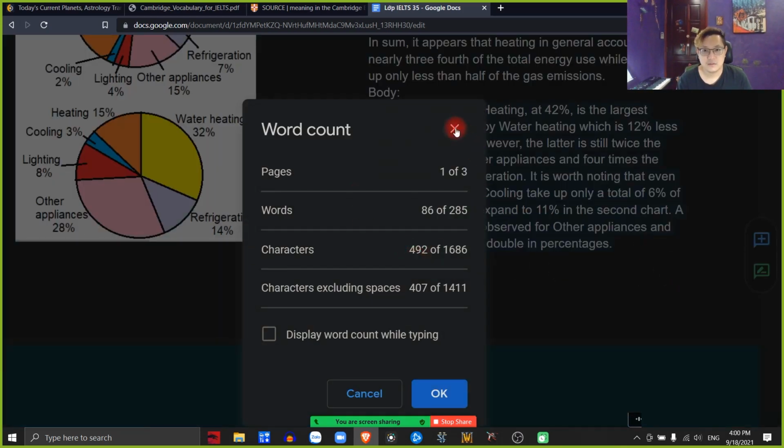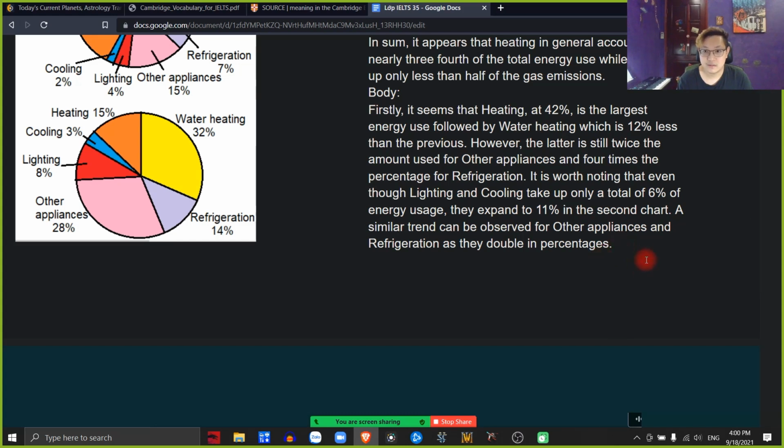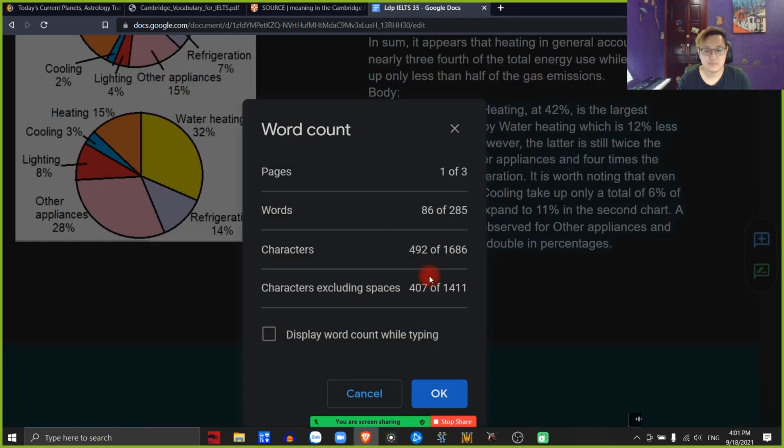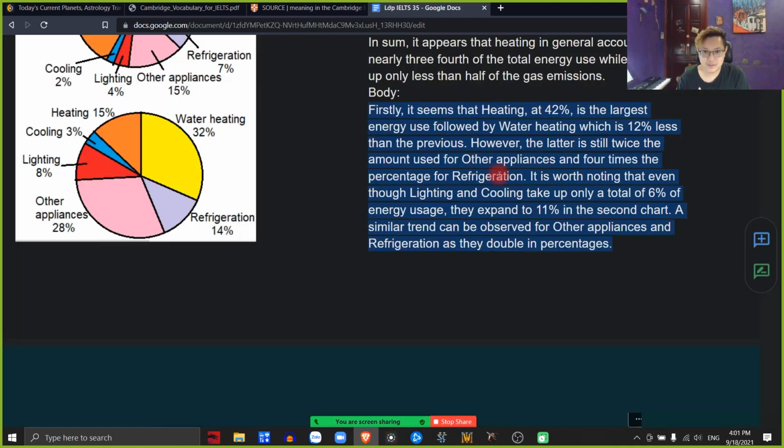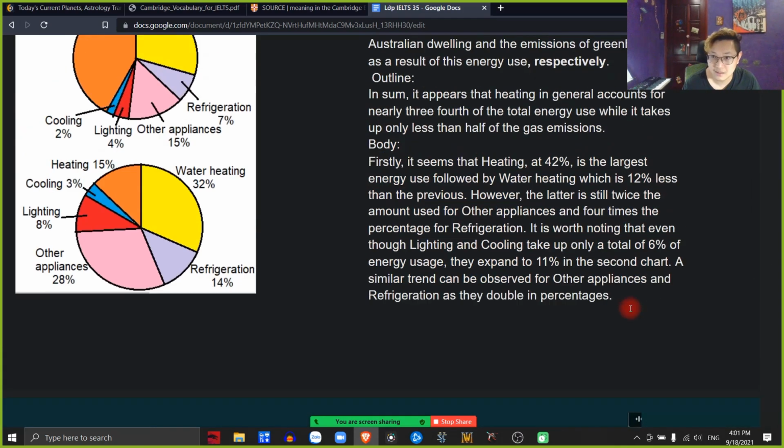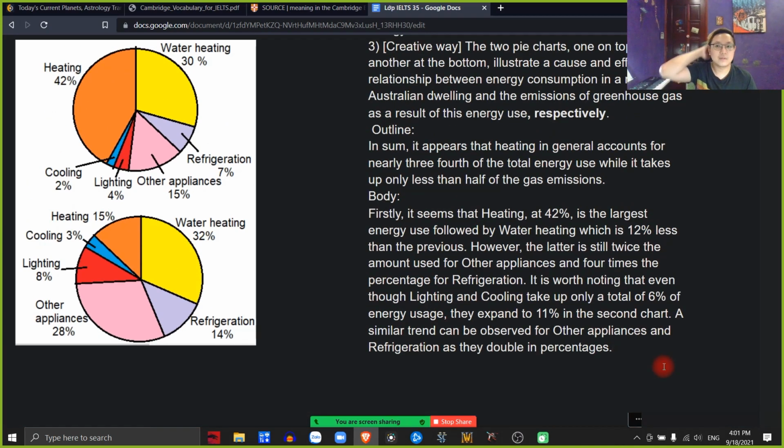You highlight it, then press Control Shift and C, and it will show the word count. Just basically choose them and then press Control Shift and C. You can see the word count here. This is 86. 86 words in a paragraph seems a lot. So I would move on to the second paragraph now.